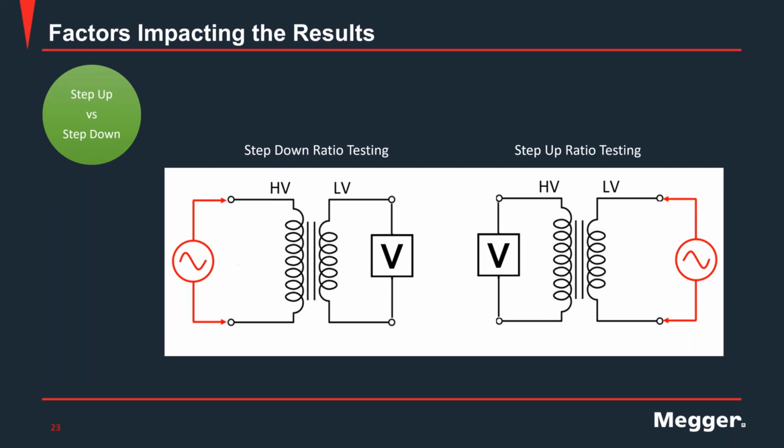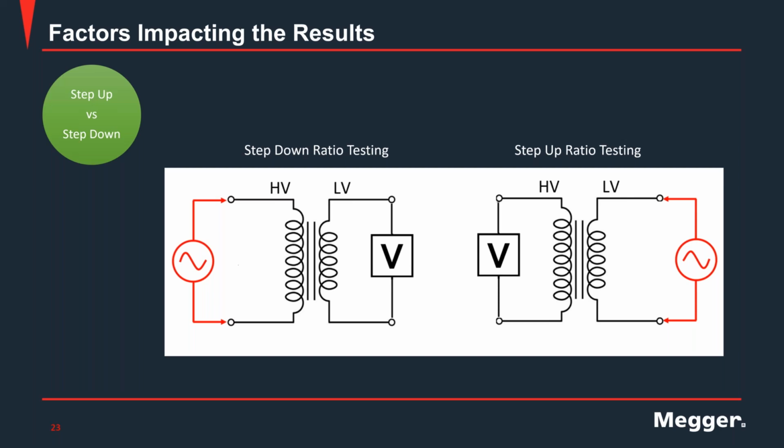But why step up? And obviously stepping up the voltage will improve the accuracy of the test, but why is it that when you increase the test voltage and step it up, you will yield better accuracy, right?